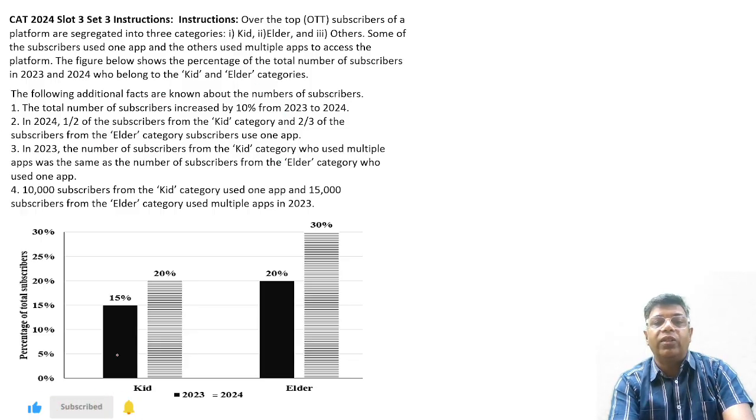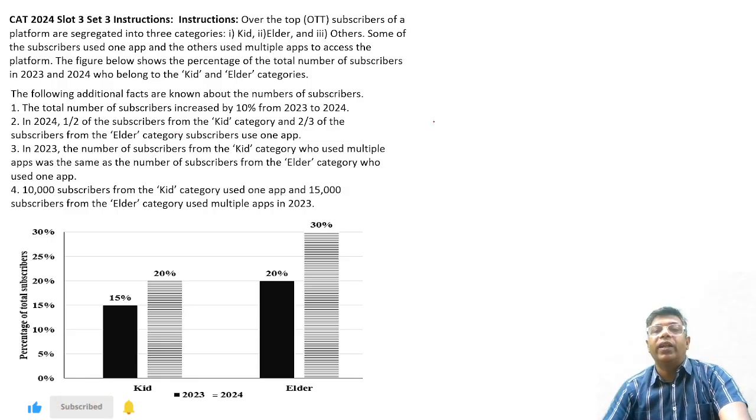So in 2023, 15% kids belong to the subscriber category out of the total subscribers, and in 2024, 20% were kids out of the total subscribers. Similarly, data has been given for adults. Now it also talks about a certain number of subscribers using multiple apps or a single app.